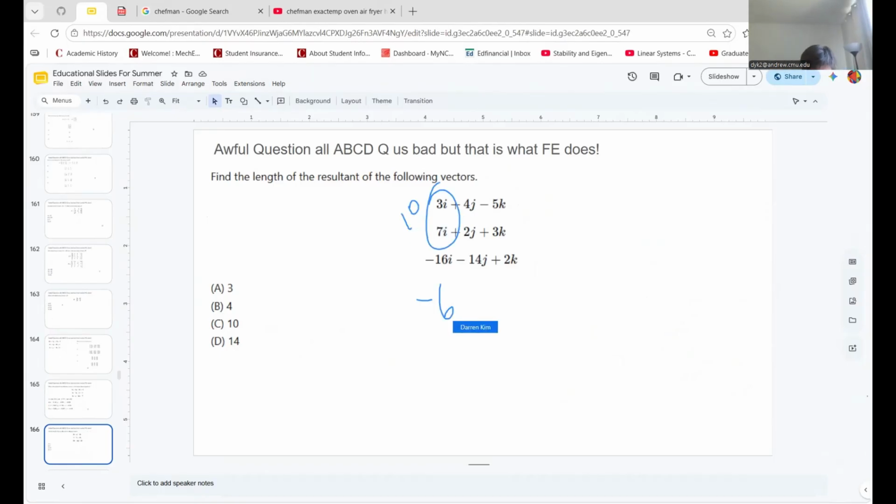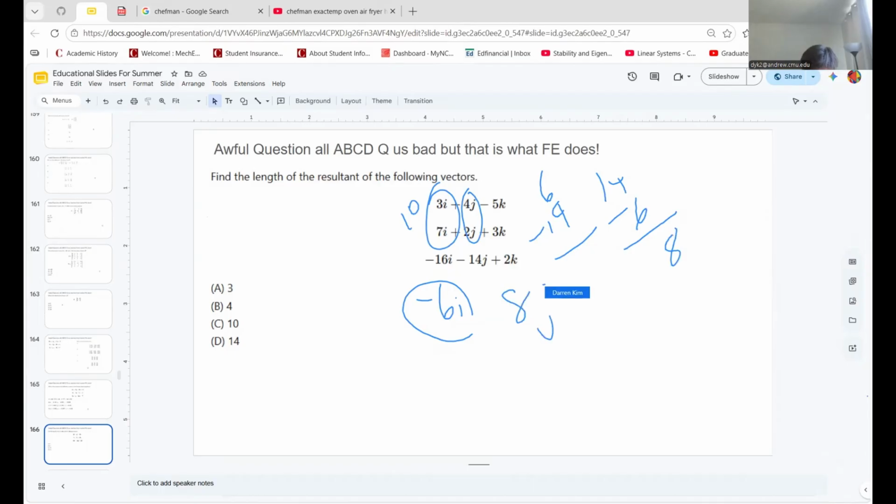So this is 10 over here, this is negative, what? Oh, length. Okay, so that's negative 6i. Over here is 6, negative 14. So that is 14 minus 6, which is 8j. So that's the square root of 36 plus 64.